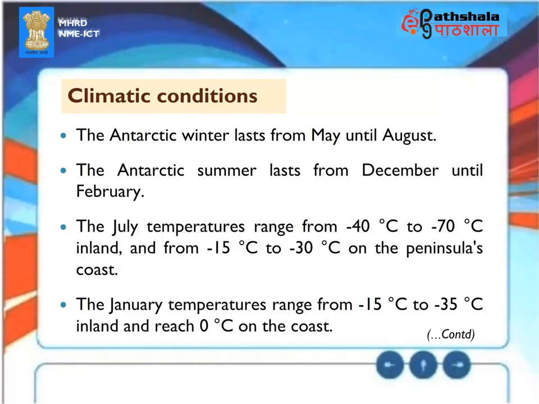The July temperatures range from minus 40 degrees centigrade to minus 70 degrees centigrade inland and from minus 15 degrees centigrade to minus 30 degrees centigrade on the peninsula's coast. The January temperatures range from minus 15 degrees centigrade to minus 35 degrees centigrade inland and reach 0 degrees centigrade on the coast.